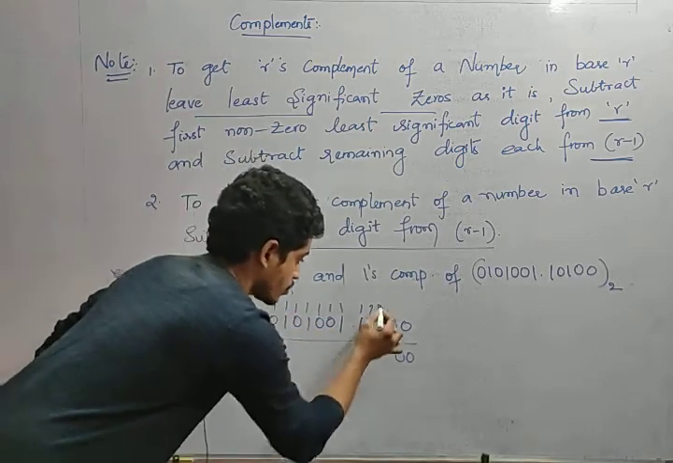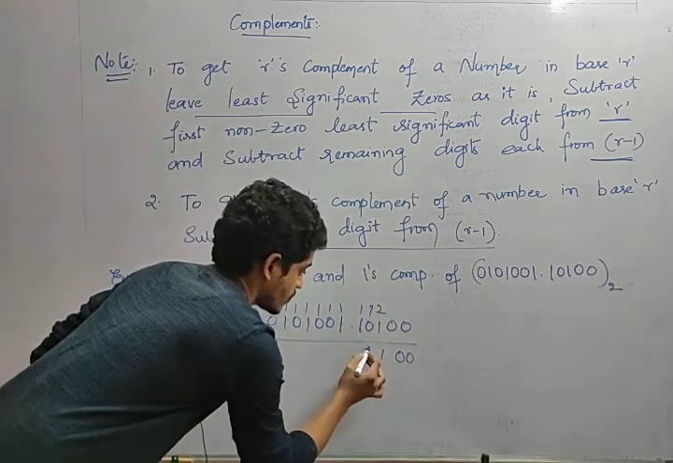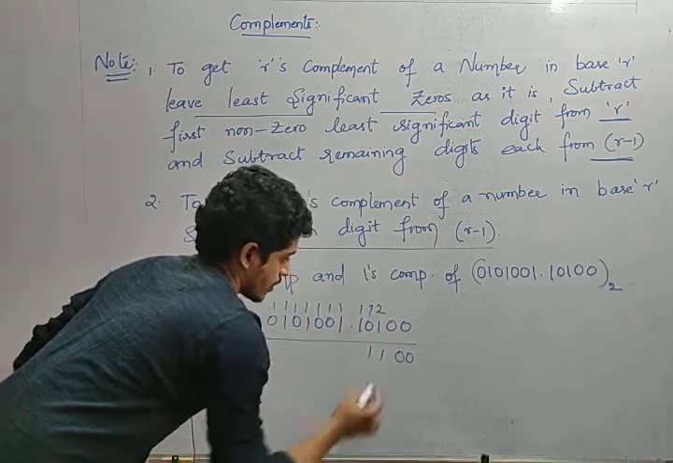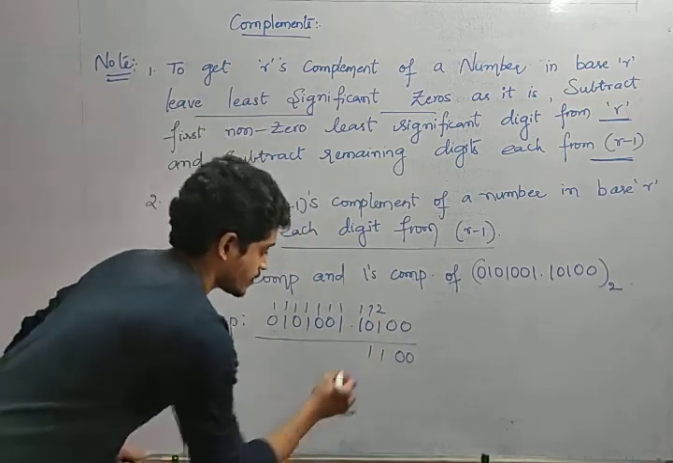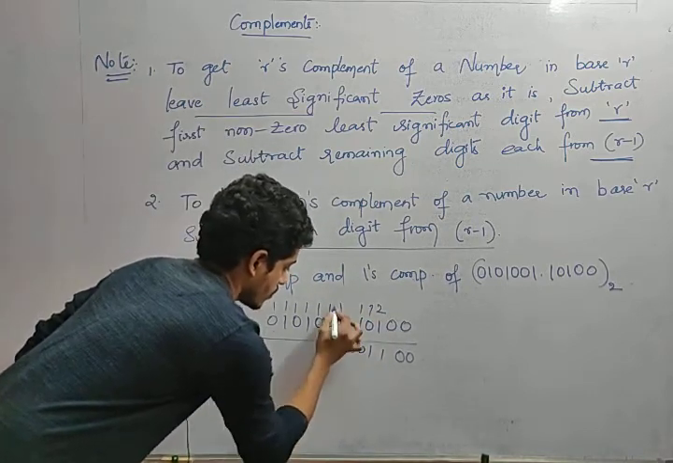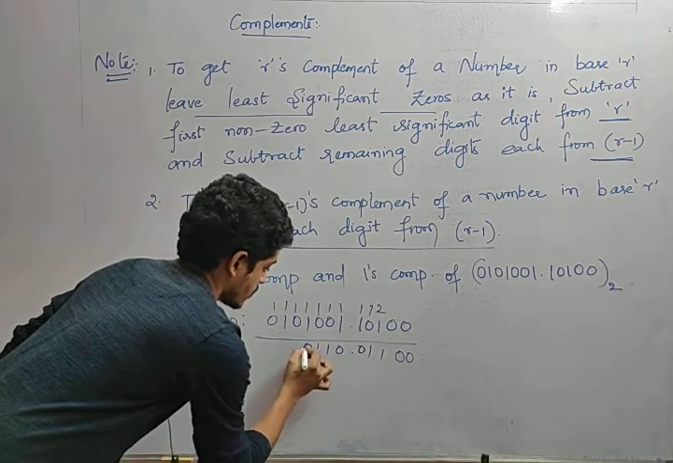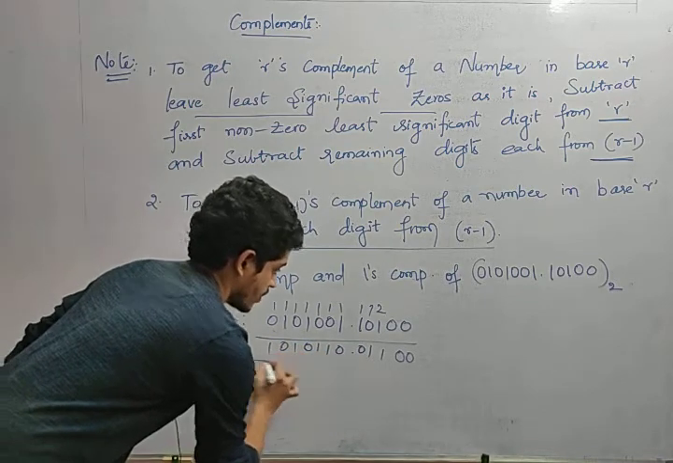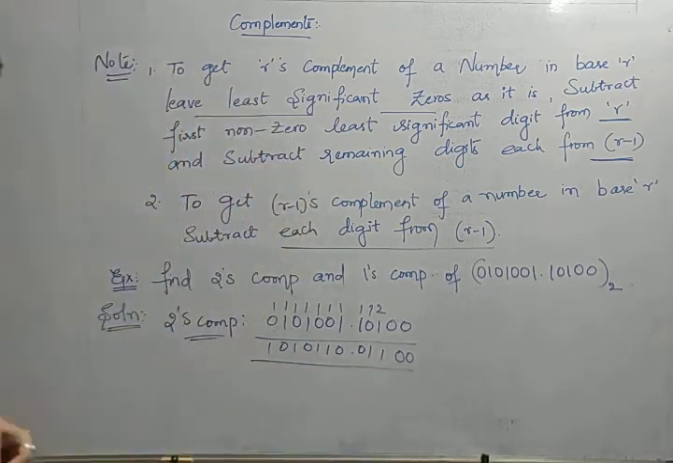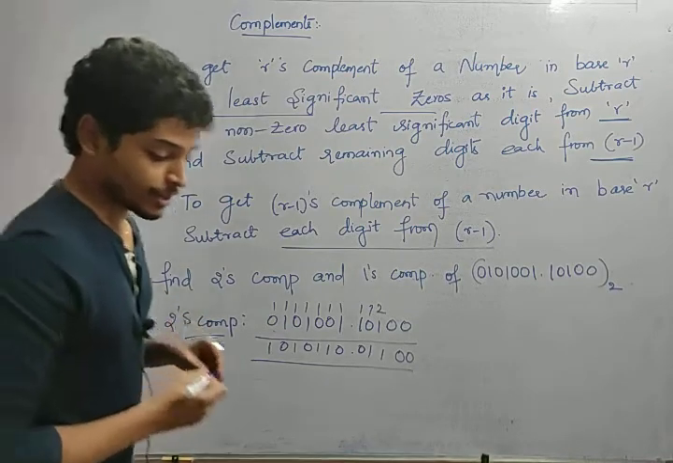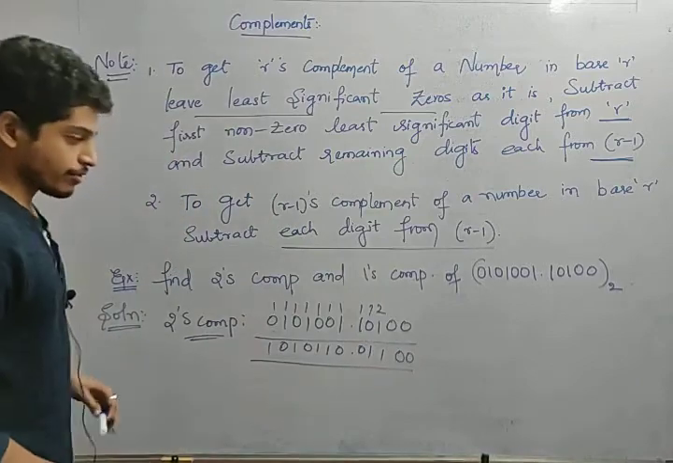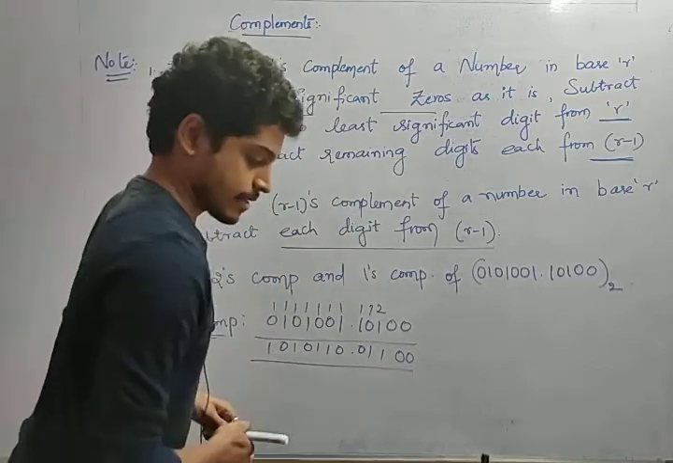So 2 minus 1 is 1, 1 minus 0 is 1, next 1 minus 1 is 0, 1 minus 1 is 0, giving 1 1 0 1 0 1. Is this the 2's complement, friends? In this way we can solve. There is also another very important and very easy shortcut to find the 2's complement. Let us see that.